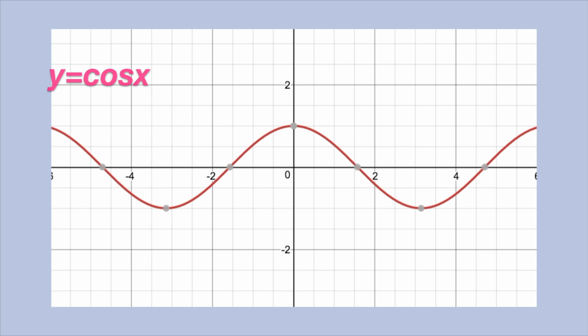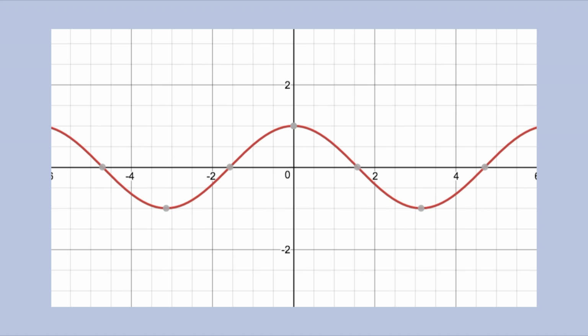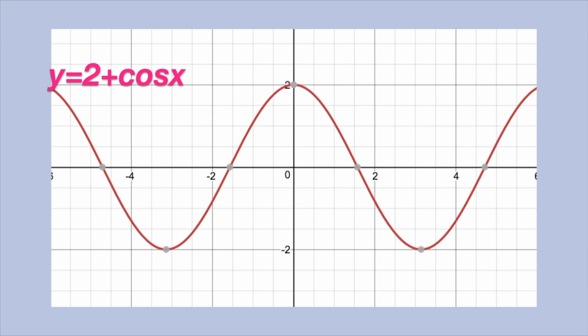Here is a graph of y equals cosine x. Let's try out some transformations. First, let's look at what happens when y equals negative cosine x. It flips across the x-axis. Now let's look at what happens when y equals 2 plus cosine x. Now it's vertically shifted up 2 units.